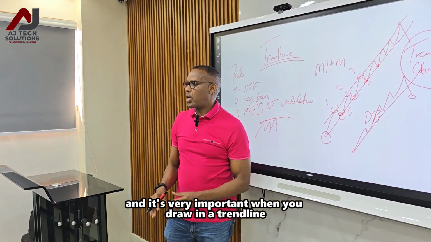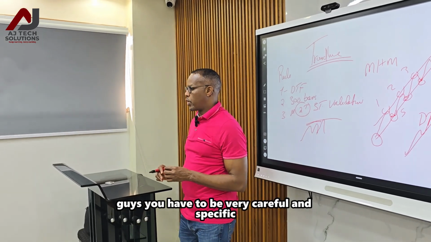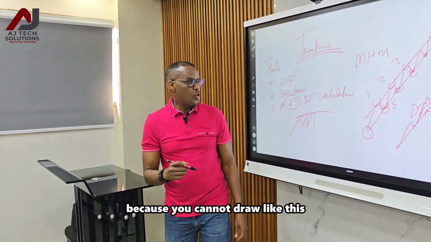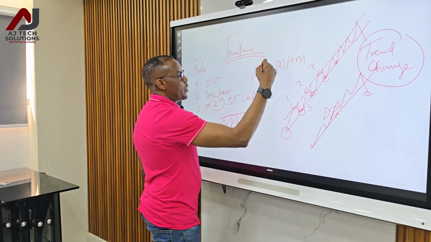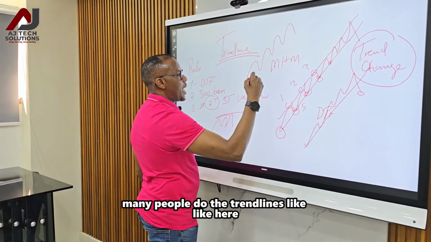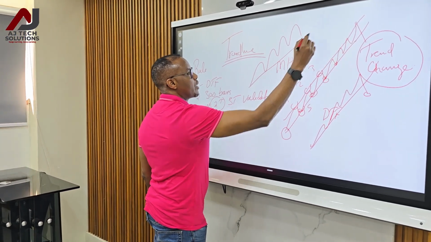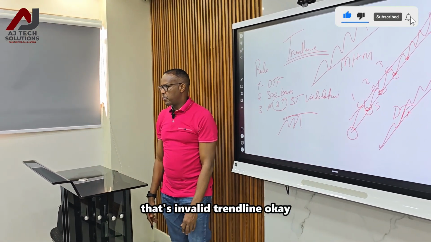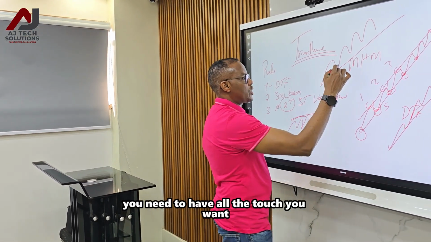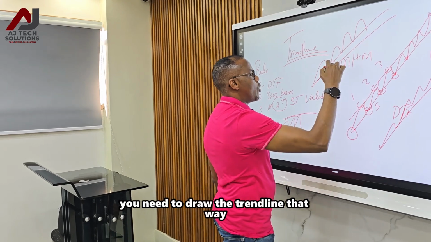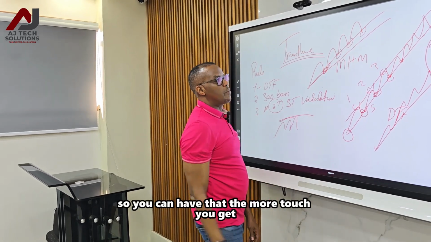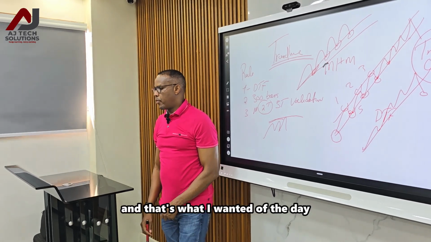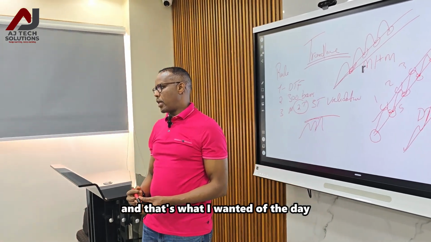When you're drawing a trend line, guys, you have to be very careful and specific about where you're putting your lines, because you cannot draw like this. Many people do the trend lines like here. That's an invalid trend line. You need to draw the trend line that way, so you can get more touches, and the more touches, the more valid it is. That's what I wanted for the day.